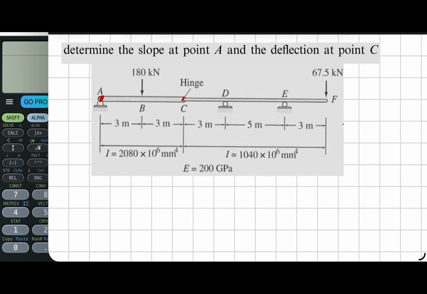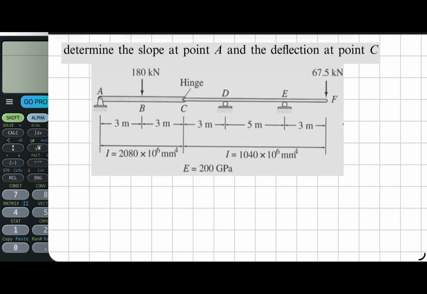The beam is composite, so it has two members: ABC, connected by an internal hinge to another beam CDEF. It has three external supports: a hinge at A, a roller at D, and a roller at E. It has two concentrated loads, 180 kN at B and 67.5 kN at F.